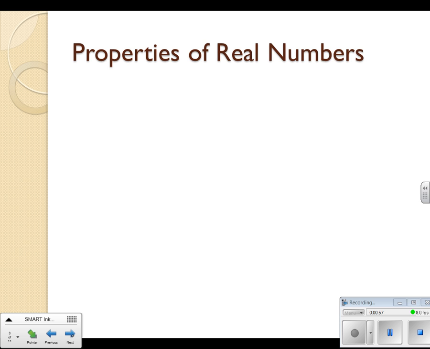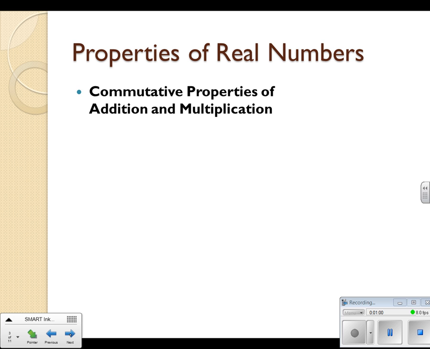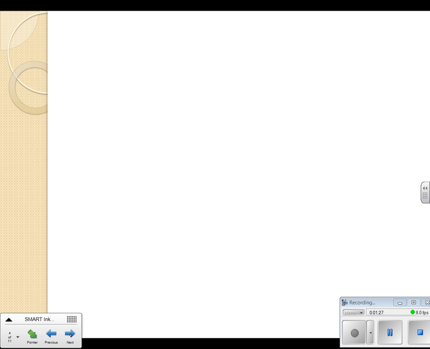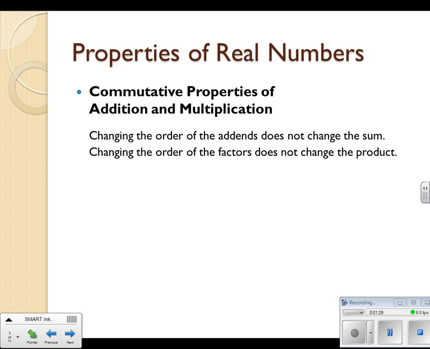The first property we're dealing with is the commutative property, and the commutative property works with addition and multiplication. In the commutative property, it's saying that changing the order of the addends does not change the sum. So if you're adding numbers, the order that you add them in does not matter. Same is true for multiplication. Changing the order of the factors does not change the product. I'm going to go over some examples here before I go on to the next slide.